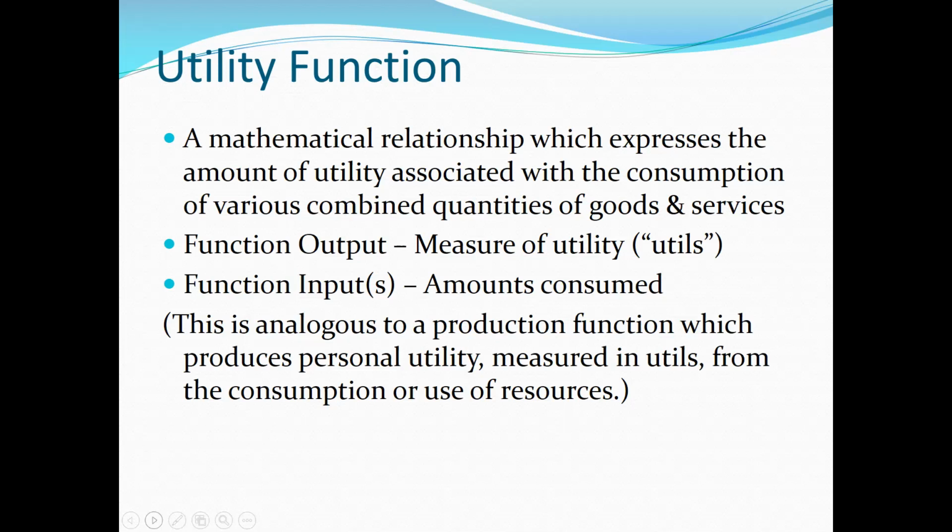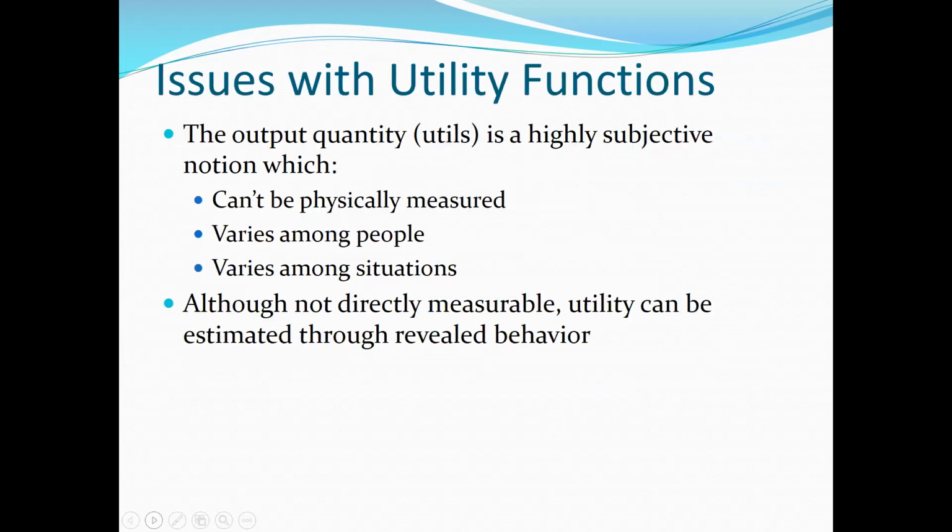So let's look at it from an example. These definitions by themselves could be very esoteric, very confusing, but I think when you start to look at an example, things start to make a little bit more sense. Some of the issues that you encounter with the utility function: it's highly subjective. It cannot be physically measured. It varies among people, varies among situations. We've seen all of that. But it can be measured or estimated through revealed behavior. Let's see how that plays out.